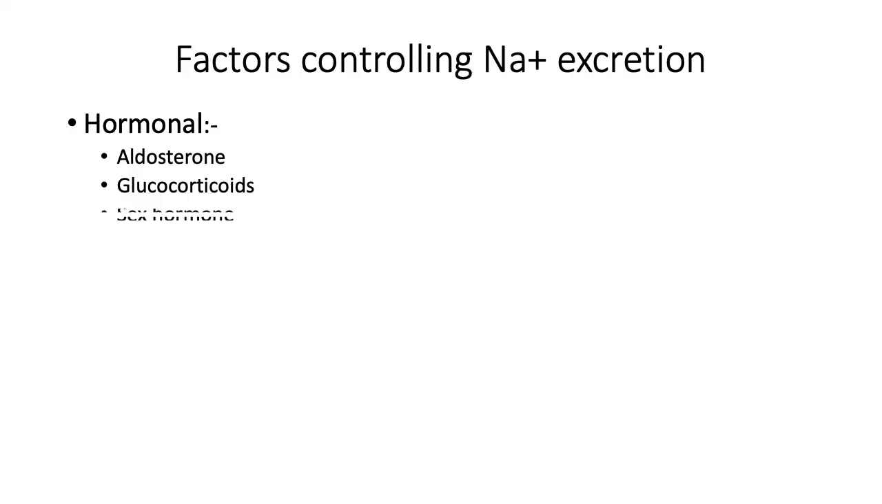Now the factors which regulate sodium excretion, first and foremost, are the hormonal factors. The hormone mainly responsible for this is aldosterone. Aldosterone is secreted from the adrenal cortex, and a small amount of glucocorticoid secreted from the adrenal cortex also has an action like the mineralocorticoid, or aldosterone. The sex hormone, again a small percentage secreted from the adrenal cortex, has aldosterone-like action.